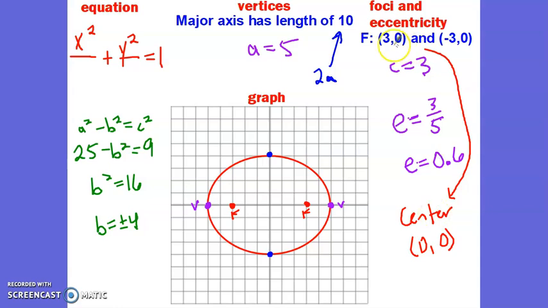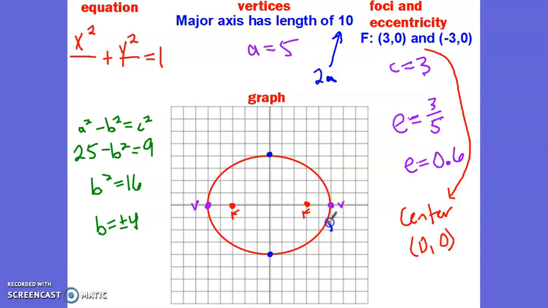Our center would be halfway between those two foci. Well, it's very important that we use those to find the middle, which just happens to, again, fall at 0, 0, which means our equation is x squared plus y squared equals 1. Finally, using a and using c, we can define our a squared minus b squared equals c squared equation, figure out that b squared is 16, so b is plus or minus 4. We went 4 units up, 4 units down, and again, drew in that ellipse as far as that goes.